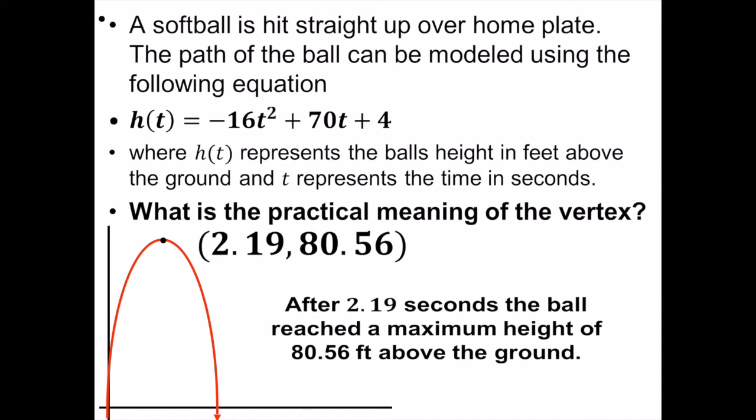If you wrote something along the lines of after 2.19 seconds, the ball is 80.56 feet above the ground, I'd like that. That's good. But I'd like to see something in there about the maximum height, because that's what the vertex is. It's the maximum height. After that, it came back down. But you're on the right path there.